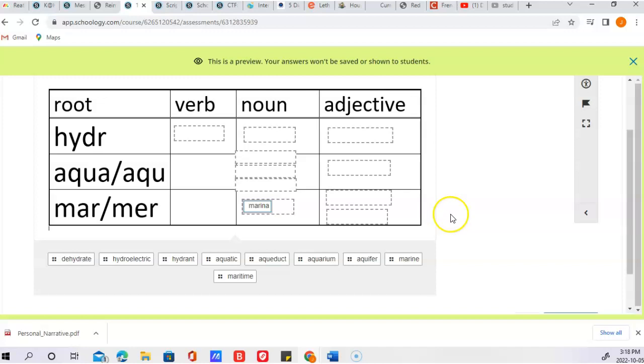Remember too that on your list that you're supposed to have printed out of all the words, it shows you what the parts of speech are on there as well. So if you look very carefully, you can get all your answers right from that sheet.